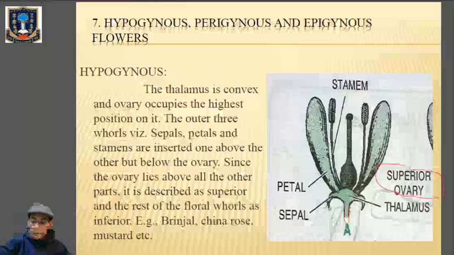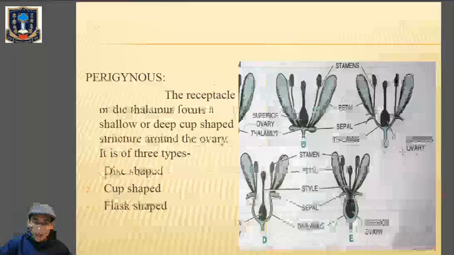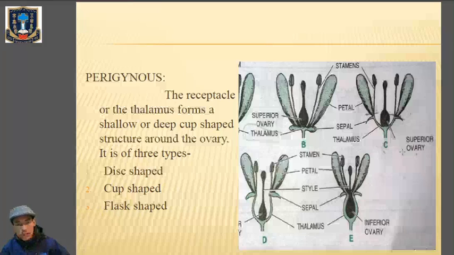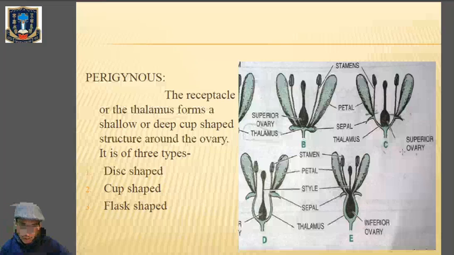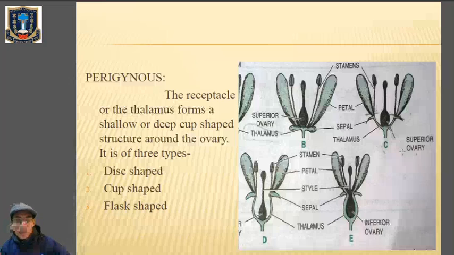Now let's go to the next one, that is the perigynous flower. In perigynous flower, the receptacle or thalamus forms a shallow or deep cup-shaped structure. So here we will find a different shape of the thalamus. It can be cup shaped, flask shaped, or shallow. Depending upon the structure of the thalamus, the perigynous flower has been divided into disc shaped, cup shaped and flask shaped.